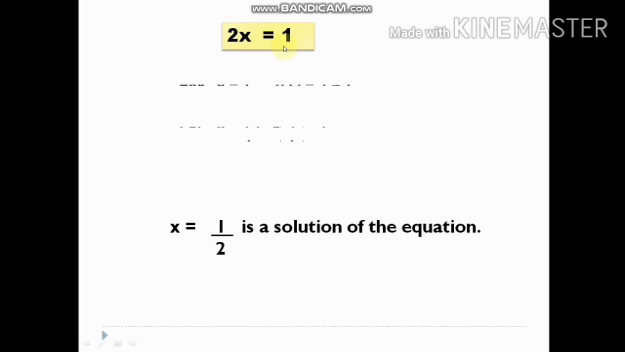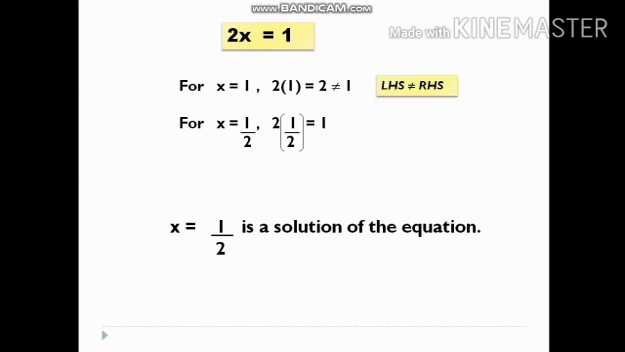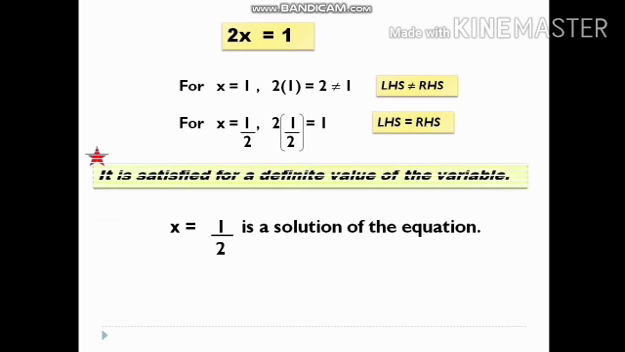2x equal 1. Let's solve this equation for x equal 1. When we substitute x equal 1 in the left hand side, we will get 2, which is not equal to the right hand side, that means 1. If we substitute x equal 1 upon 2, then we will get 2 into 1 upon 2, which is equal to 1, and the right hand side is also 1. It means in the first case, when x equal 1, left hand side is not equal to right hand side, but in the second case, when x equal 1 upon 2, then LHS is equal to RHS. So, it is satisfied for a definite value of the variable.